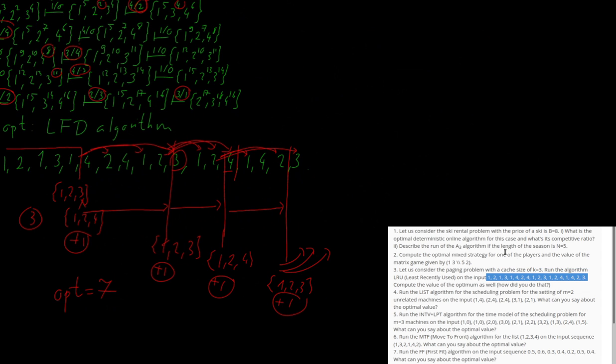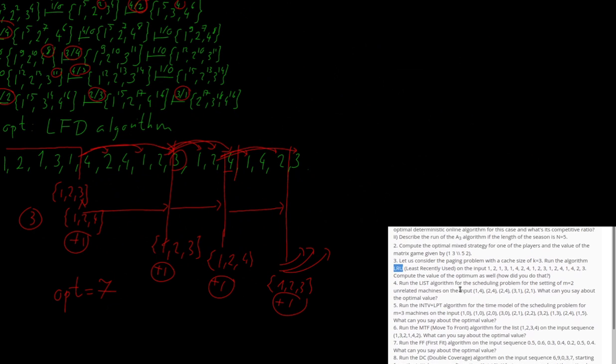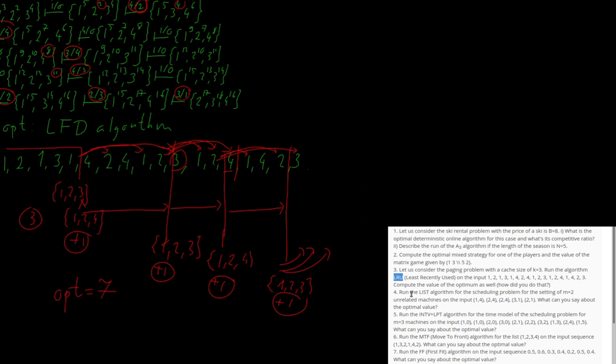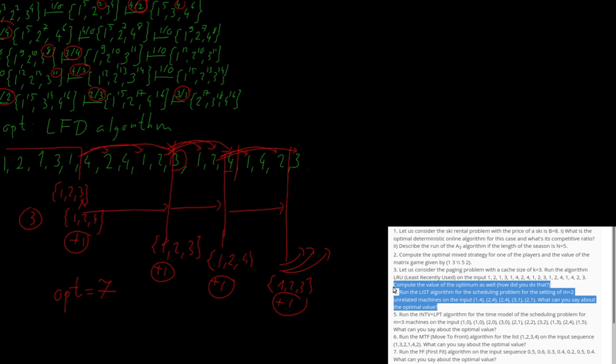Now, most probably you will also have an actual cache size of k equals 3, and most probably you will have to run the least recently used algorithm, another possible candidate being the FIFO algorithm, which is also a k-competitive algorithm, but most probably you will have to run the least recently used algorithm. Good. Okay, now let's see our fourth problem.